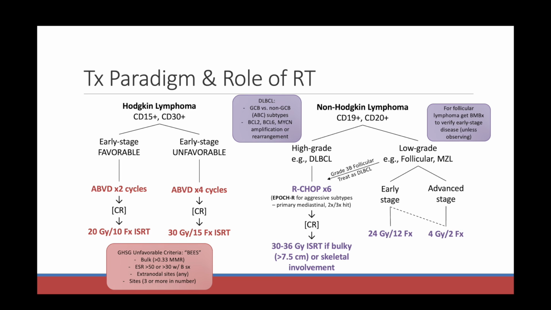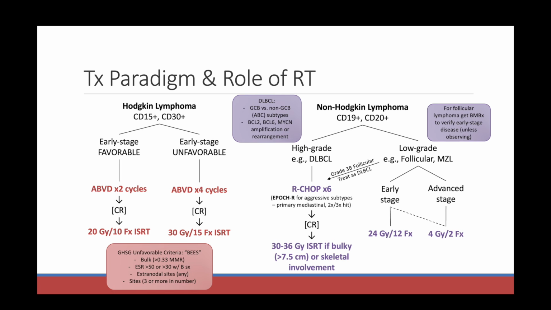Once they get 6 cycles of R-CHOP, if they have a complete response, most patients don't need adjuvant radiation, but you can consider 30 to 36 gray of involved site radiation for patients that have bulky disease defined as over 7.5 centimeters, or if they have skeletal involvement. So bulky disease or skeletal involvement are indications for radiation if they have a complete response to R-CHOP, and the dose is 30 to 36 gray. Now, if they have a partial response, then you probably will consider radiation.